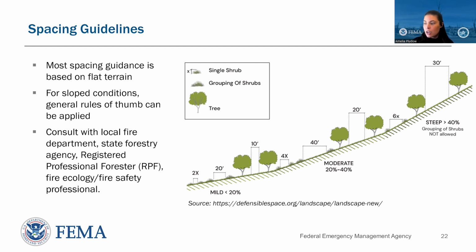So as you can see in this image, as we go from mild slopes, it's okay for some of those shrubs and groupings of shrubs and trees to be closer together. And then as we get into those steep slopes of greater than 40%, grouping of shrubs is not allowed, and trees should be further apart. And again, this is a situation where the local fire department, state forestry agency, registered professional forester, or fire ecology or safety professionals can be consulted for both location-specific information and site-specific information.